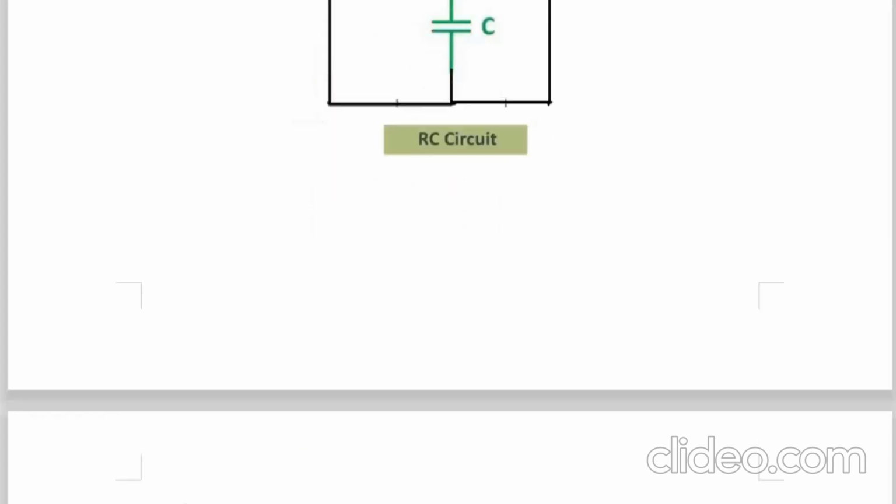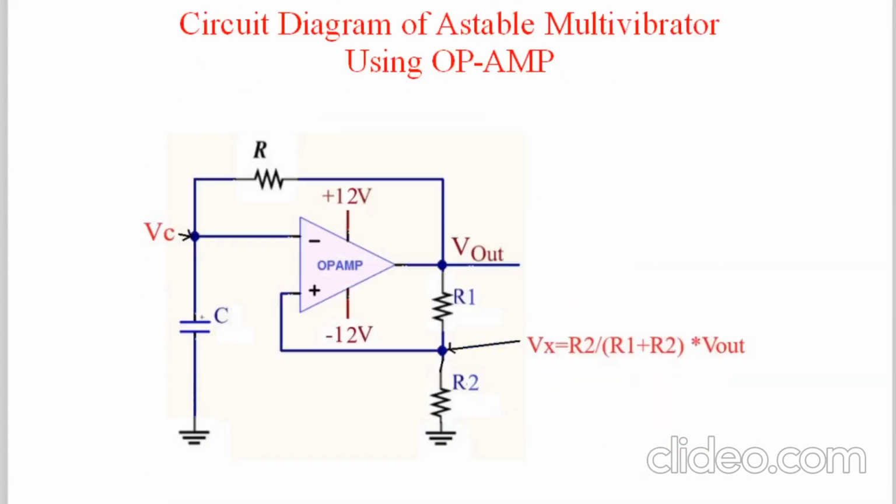Now let us proceed to the circuit diagram of astable multivibrator using op amp. So see, what I told you, we are using the op amp, inverting, non-inverting pin. We are using the potential divider circuit R1 and R2. So this potential divider circuit, this point is the junction point, let us say X point. Voltage at this point will be given by this formula, you know. In this formula, R1 and R2 we have taken equal. Therefore, this will be beta and it is half.